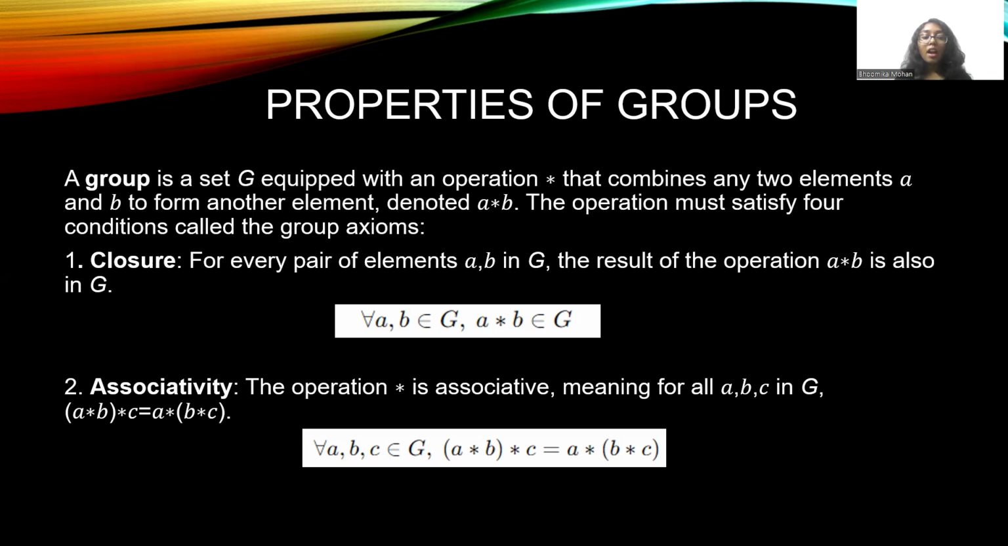Second one is associativity, which tells that the operation star is associative, meaning for all A, B, C in G, A star B star C equals A star brackets B star C. This in symbolical form is for all A, B, C belongs to G, A star B whole brackets into C equals A star whole brackets B into C.